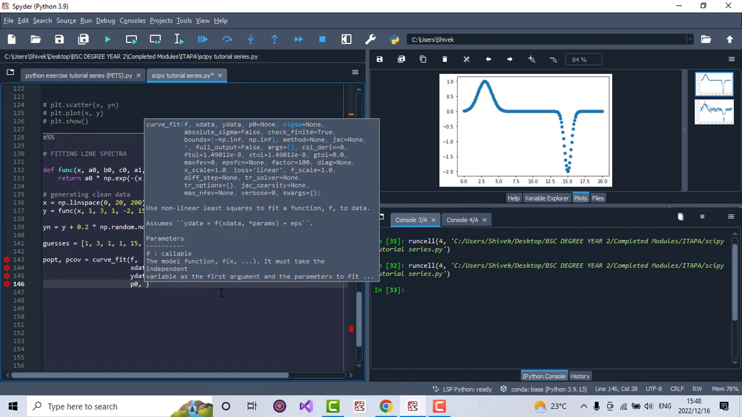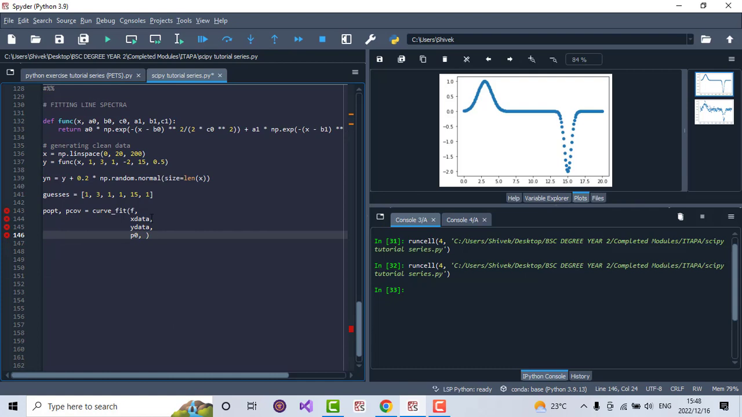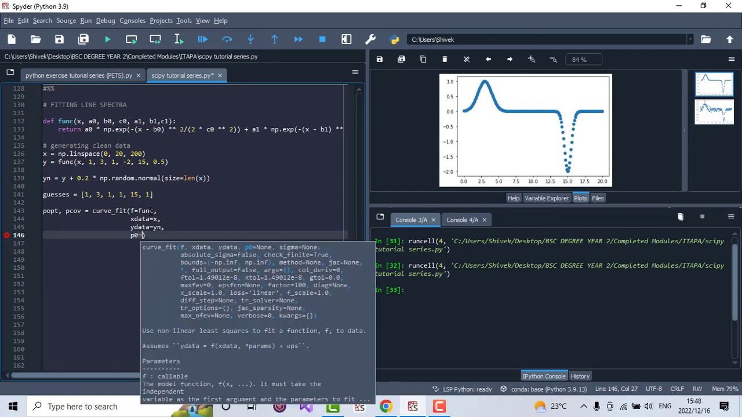Let me bring that up. As you can see, f, x data, y data, p0. P0 is an array that is going to take the guesses for you. It is defaulted to none. So let's pass arguments to these parameters. Okay, so I can do f is equal to func. X data will be x, y data will be the noisy data, yn, and p0 will be guesses.